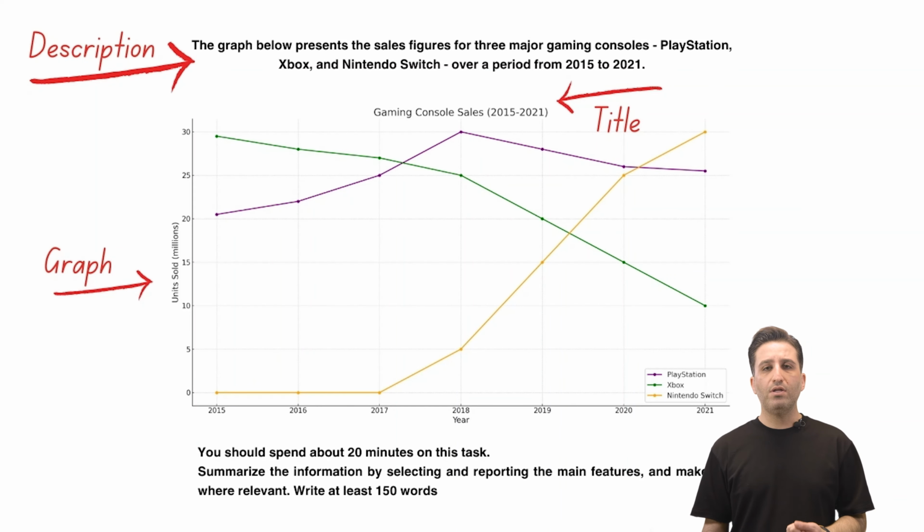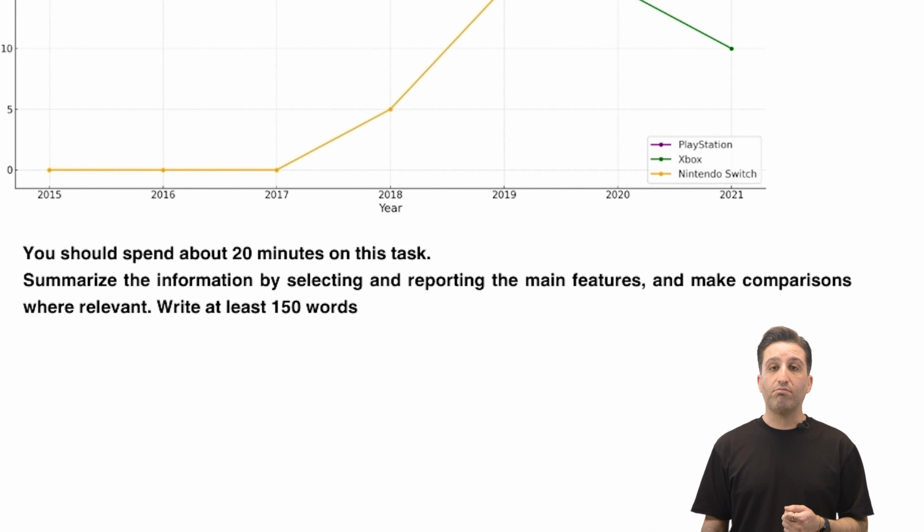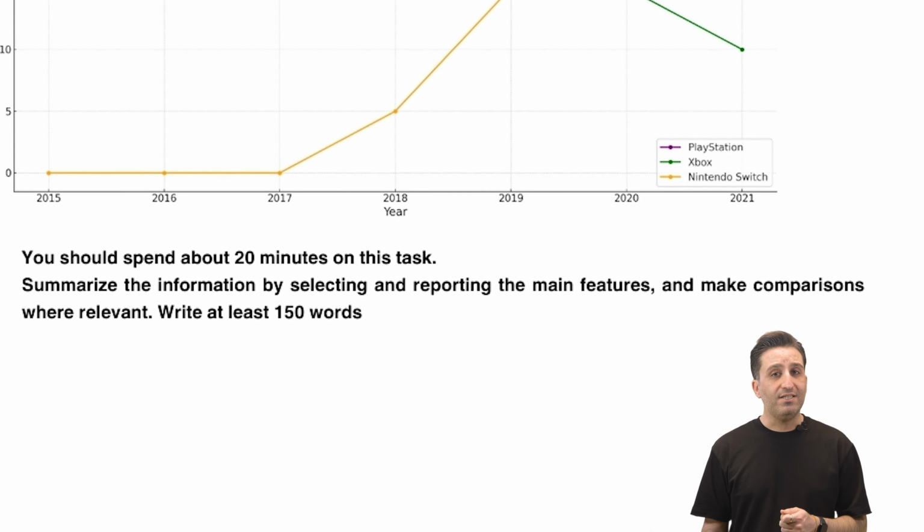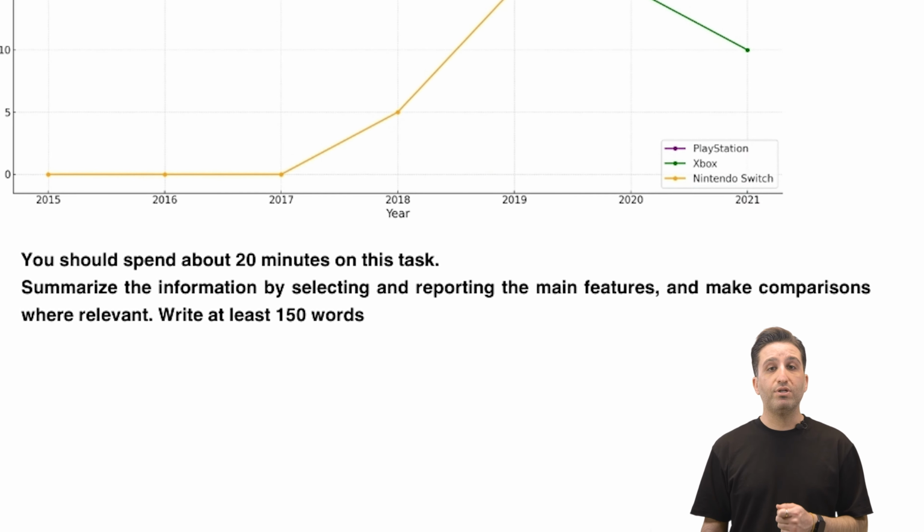And as usual, the instruction explains that you should spend about 20 minutes on this task, which we could extend a bit longer if we are certain we can handle Task 2 efficiently. Summarize the information by selecting and reporting the main features and make comparisons where relevant. Write at least 150 words, which we will write a bit more to show we are capable of doing more.